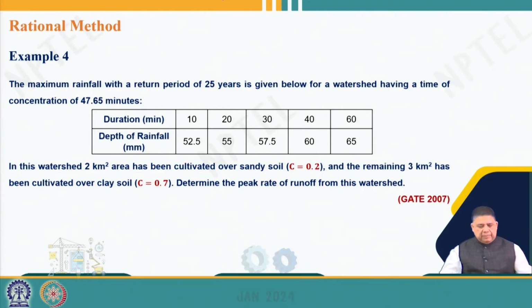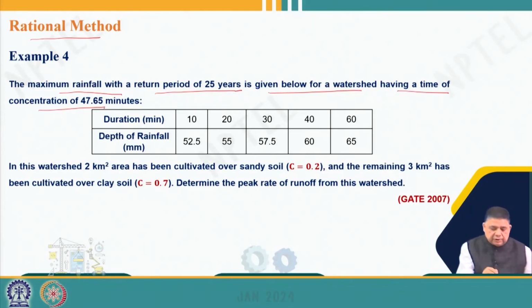Then we go to example number 4. Again, we still remain in the rational method, another variant of this particular problem. The maximum rainfall with a return period of 5 years is given below for a watershed having a time of concentration of 47.65 minutes. So, we have been given the time of concentration, and the maximum rainfall for the return period is given for different durations, as you see, duration and depth of rainfall. Durations are 10 minutes, 20 minutes, 30, 40, 60, and the depths of rainfall are 52.5, 55, 57.5, 60 and 65. So, this information is already provided to us.